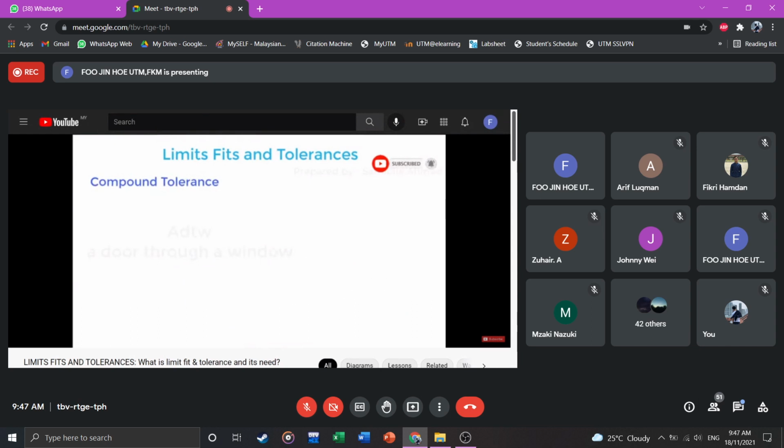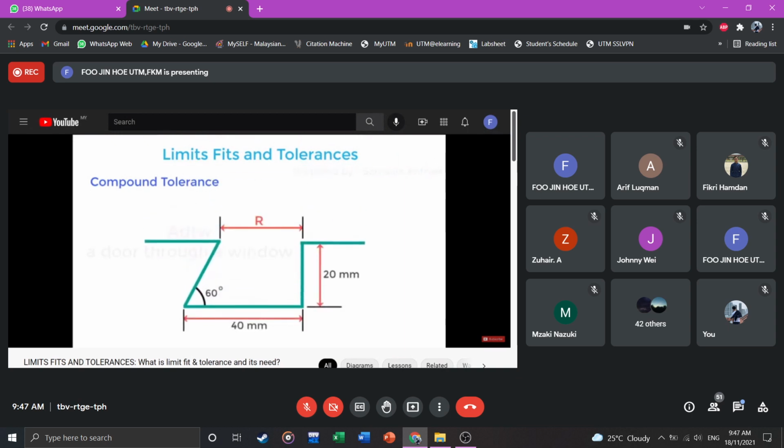Compound tolerance. When the tolerance is determined by established tolerances on more than one dimension. For example, see in this figure, tolerance for the dimension R is determined by the combined effects of tolerance on the 40 mm dimension, on the 60-degree inclination, and on the 20 mm dimension. All three dimensions will determine the tolerance of R. This type of tolerances are called compound tolerances and should be avoided as far as possible.